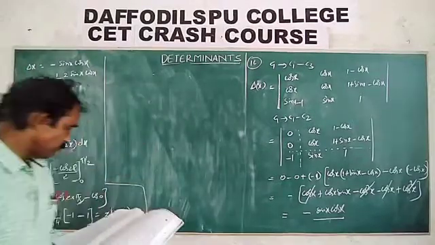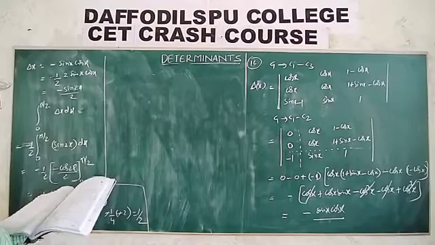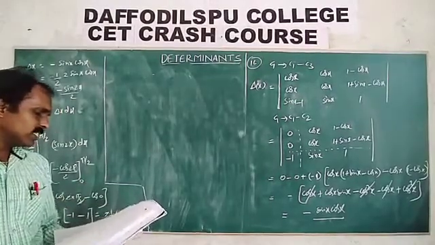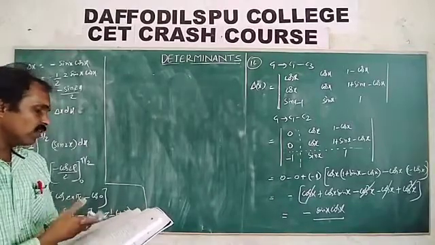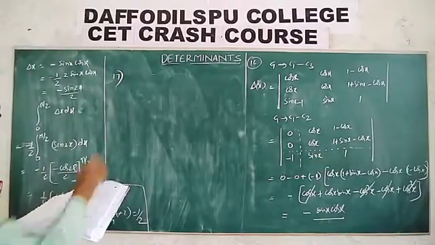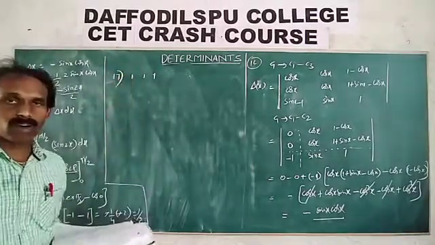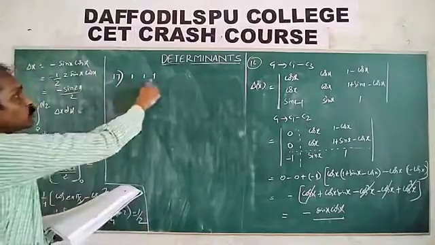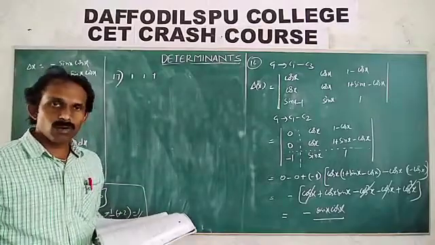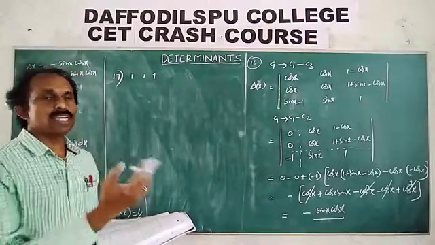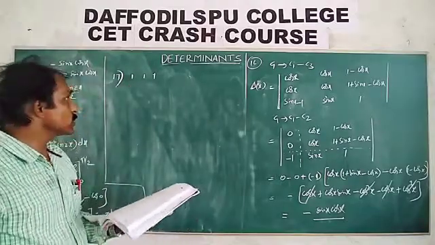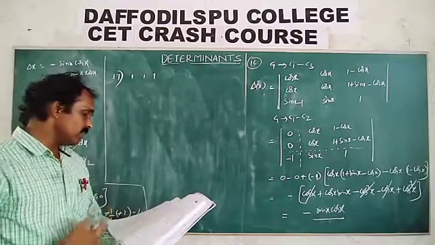Next problem, the 17th. Try it, and also apply the operation C1 gives C1 minus C2. All ones are there in the first row. What is the logic? All ones in any row or any column, so to make two terms zero, apply an operation like that. Either C1 gives C1 minus C2, or C2 gives C2 minus C3, then we will get the answer.